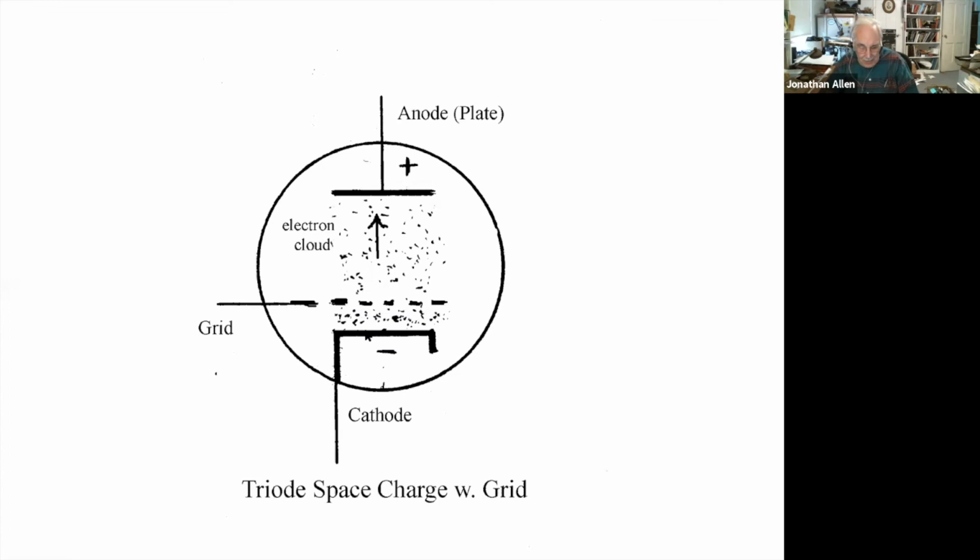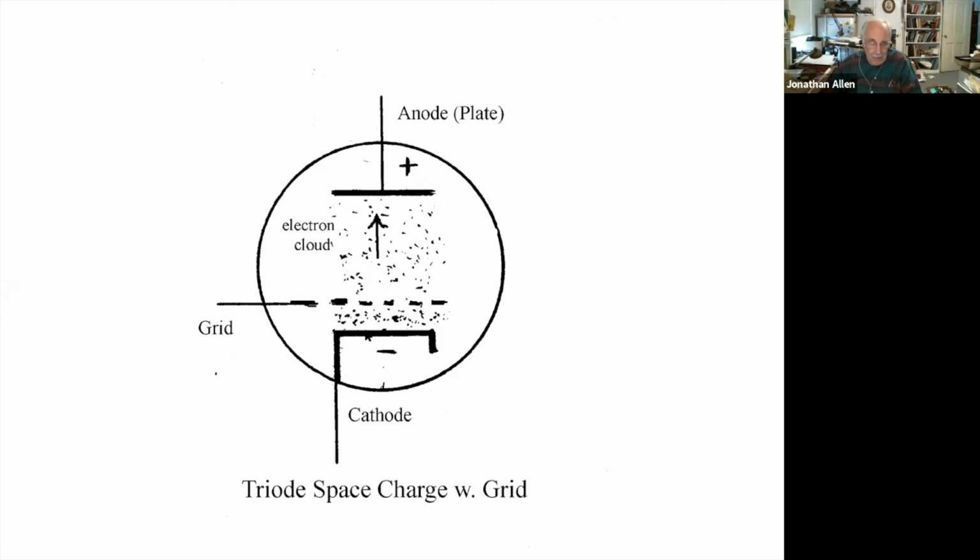And applying a negative grid voltage enhances the space charge effect by its negative potential. The more negative the grid, the less plate current, until finally you reach a point called cutoff, when the current actually reaches 0.